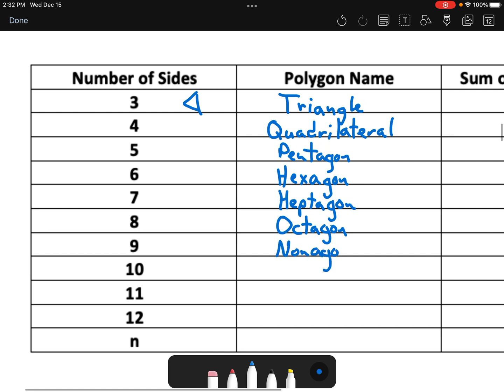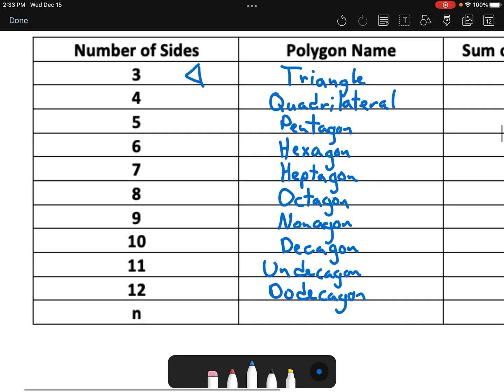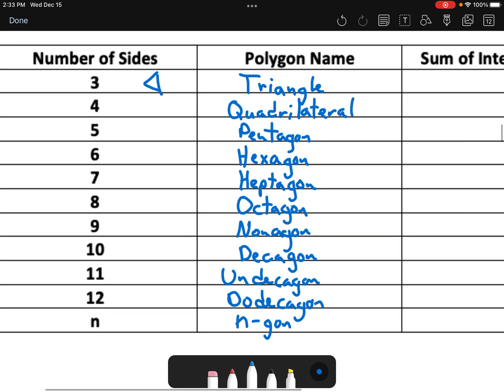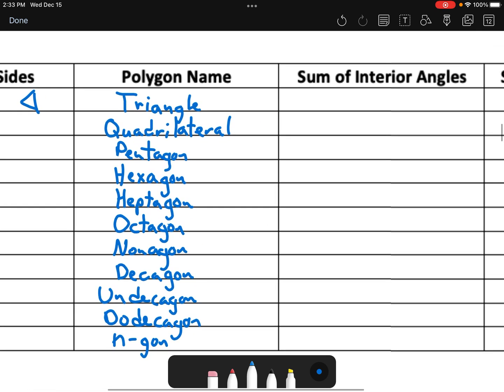This is where it gets weird. 9 is called a nonagon. 10 years is a decade, so that's a decagon. 11, we're going to add uno to it. 1 plus 10, so undecagon. And then, as you could guess, a 12 is a dodecagon. Now, anything beyond 12, we just call it an n-gon. So like a 13-sided is a 13-gon. A 14-sided is a 14-gon. And so on, okay?